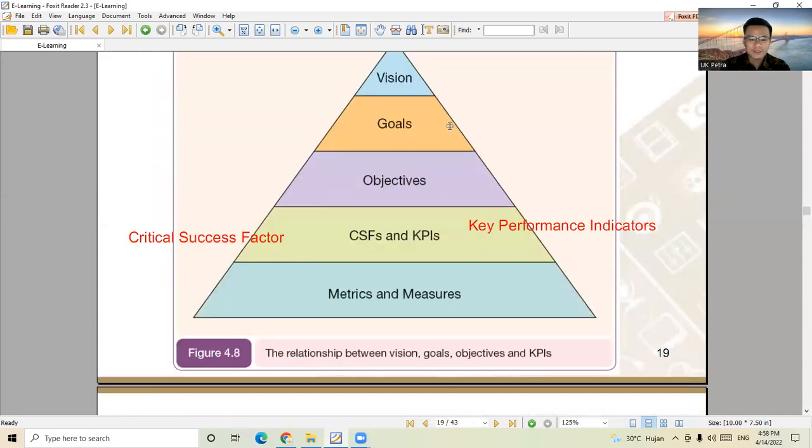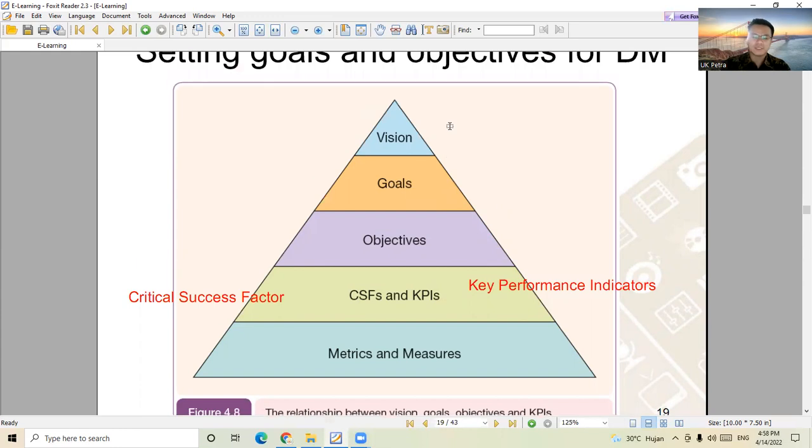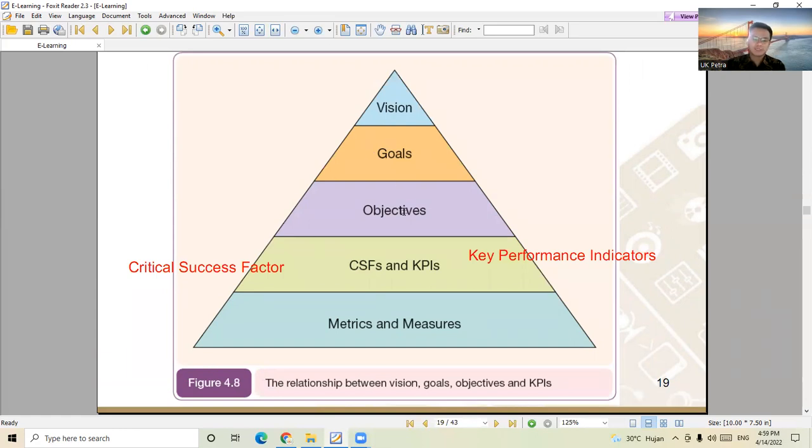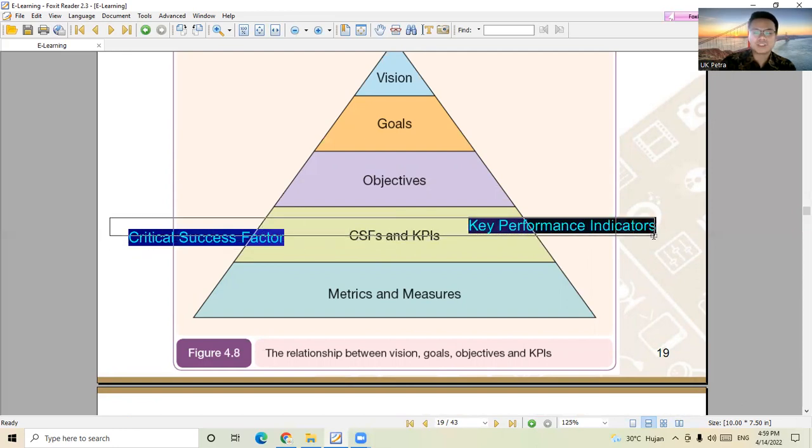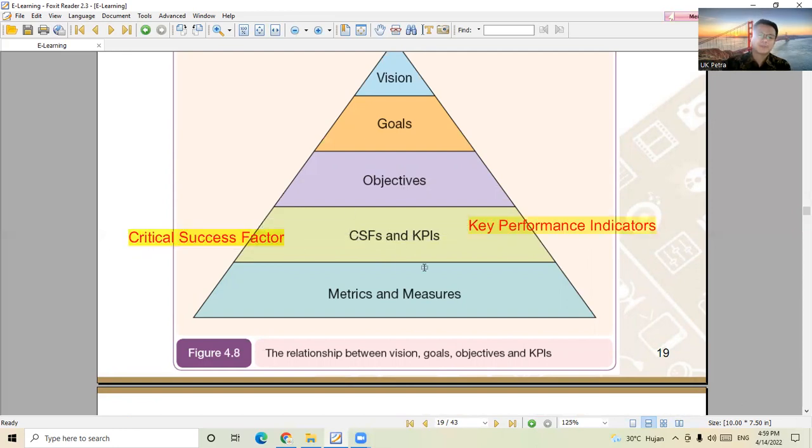Figure 4.8 shows us the relationship between vision, goals, objectives, and key performance indicators. Each company should have their own vision, mission, goals, and objectives, and the fourth one here, in red font, we call the critical success factors and KPI. It's basically how to measure these objectives, goals, and vision.